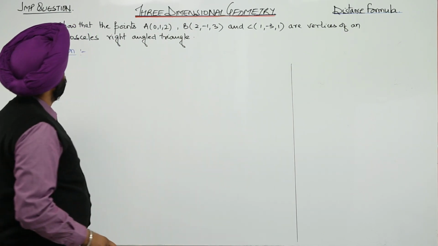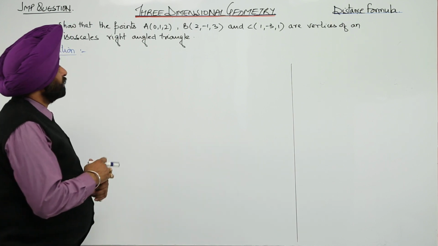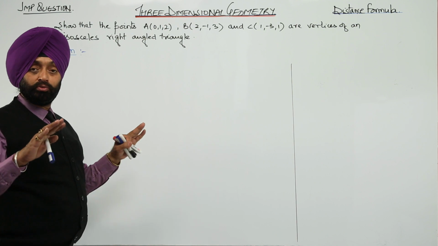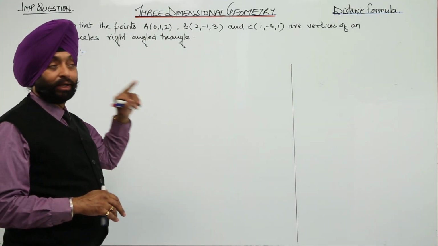In this question, we have to show that the points A, B and C are the vertices of an isosceles right angle triangle. So, it means we have to prove two different things. First thing, that the triangle is isosceles, and then it is a right angle triangle.